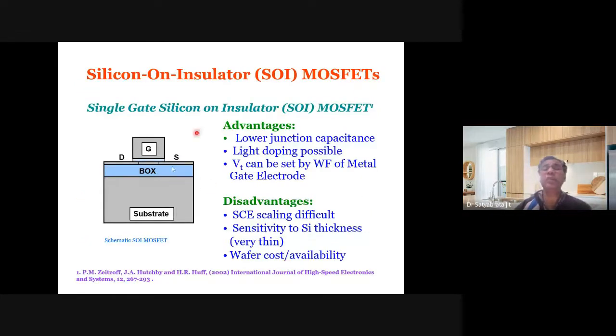Now here it is the SOI MOSFET. So here, silicon on buried oxide. Now in this oxide here, right? So this is the channel, the silicon channel. After that, this is oxide and graphite.